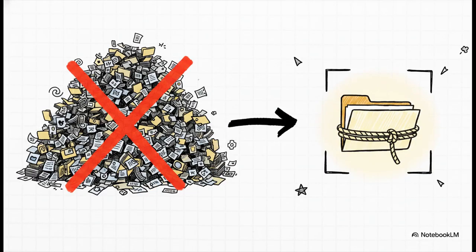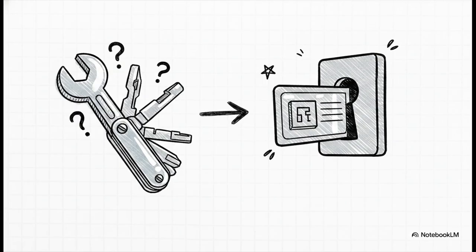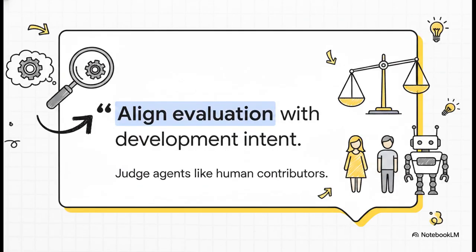To fix context drift, stop the agent from loading the entire repository. You've got to scope that memory tightly. If it misuses tools, clarify any ambiguous descriptions and strictly enforce least privileged token permissions. And this brilliantly illustrates our golden rule. Always align evaluation with development intent, just like with human contributors.